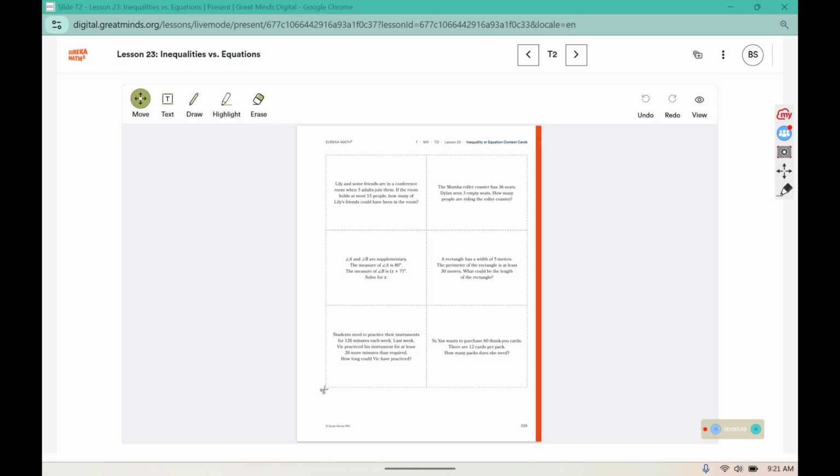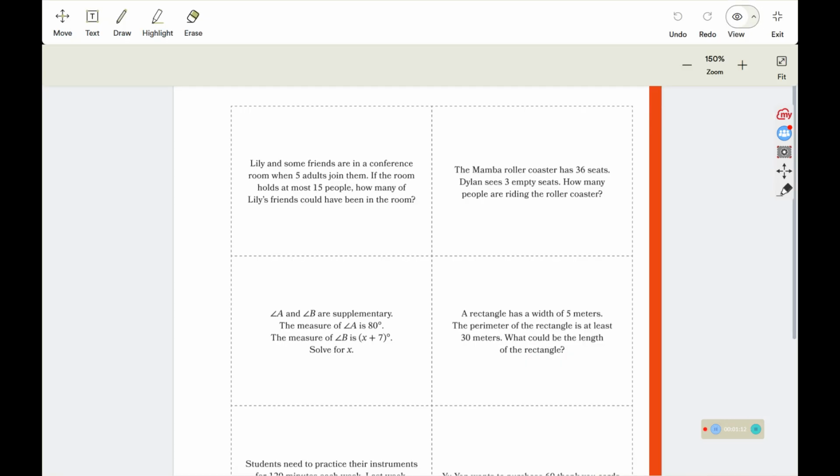In your book on page 339, there are some inequality or equation cards that you will be cutting out and gluing or taping into your workbook. There should be an open space provided or a blank page from the previous lesson that you can glue them onto. If not, you can just sort them into 2 different categories, one being inequalities and the other being equations. Let's read through these together.